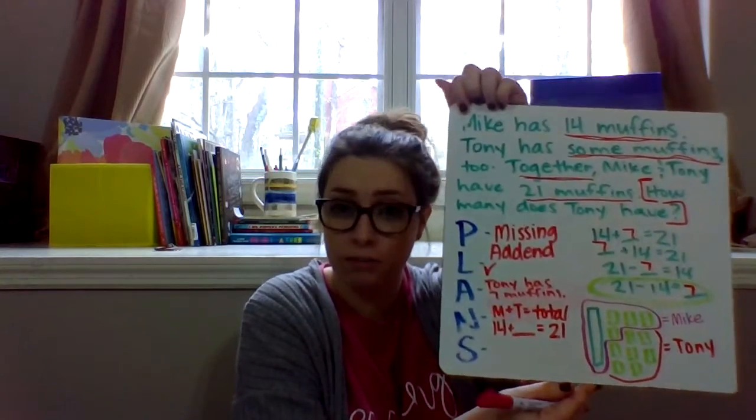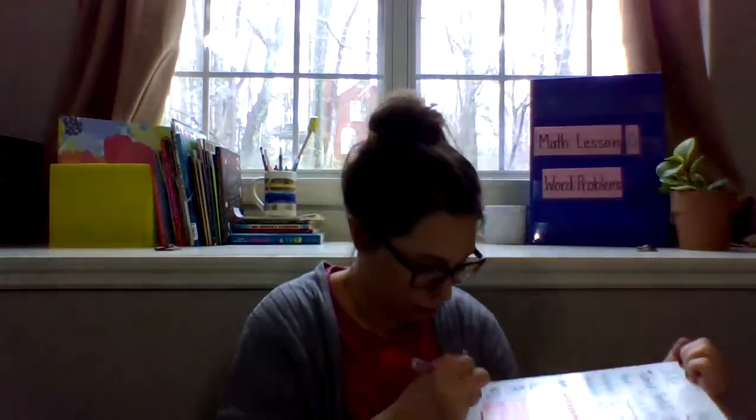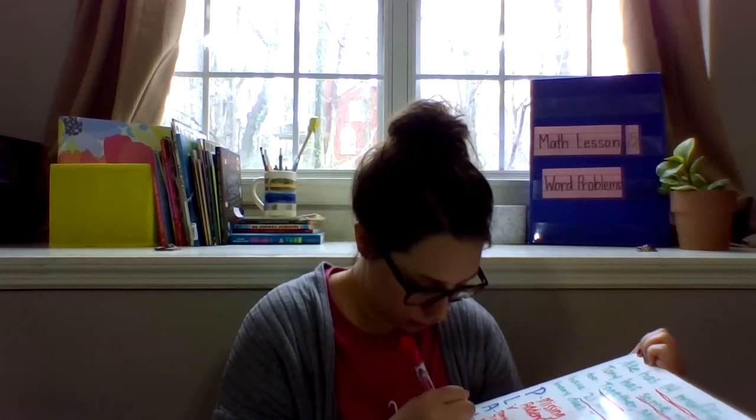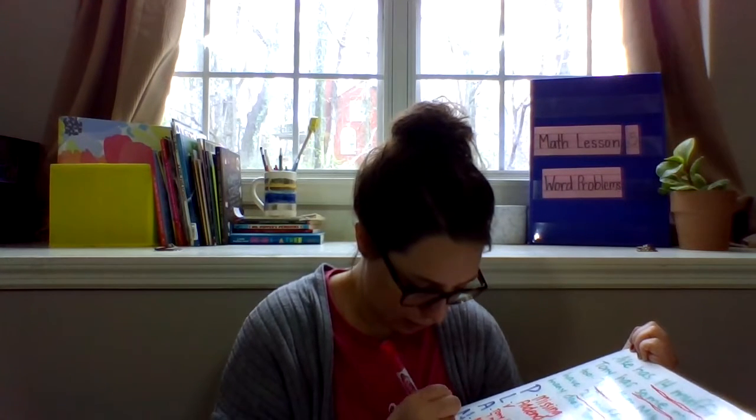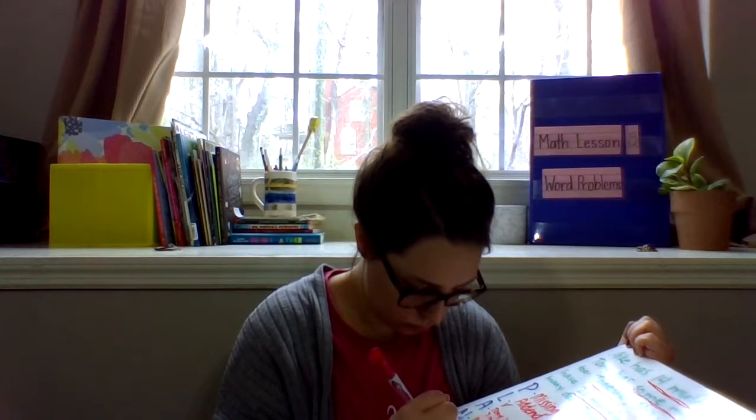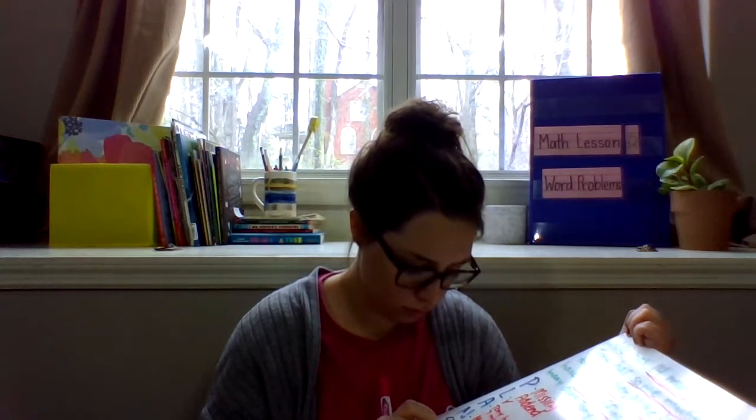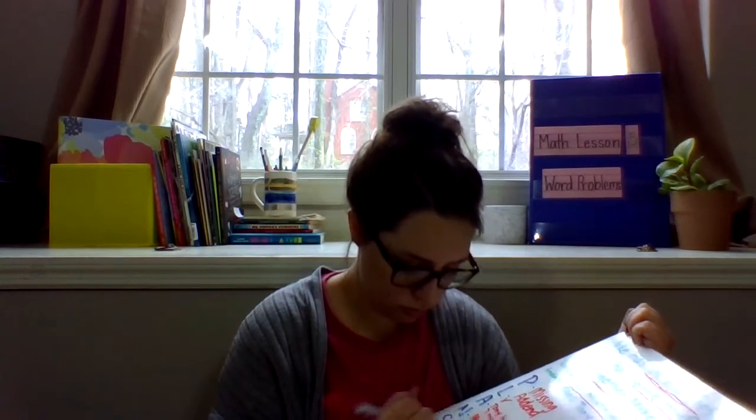I used a fact family strategy, and then I drew models. So I'm going to write that down here. Fact family and models. Okay. All right, so we finally solved it. In the question of how many muffins did Tony have, we used fact families and models to figure out that Tony had 7 muffins. This was a missing addend word problem.